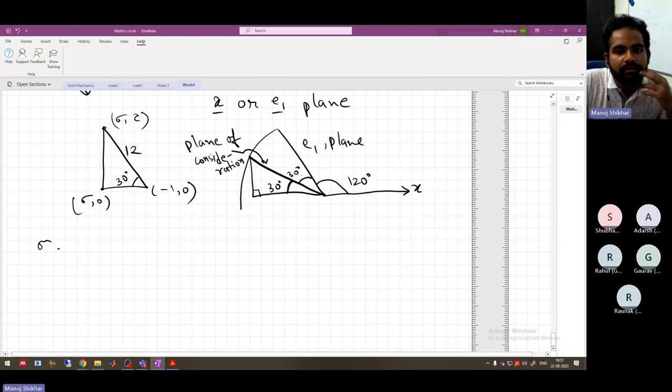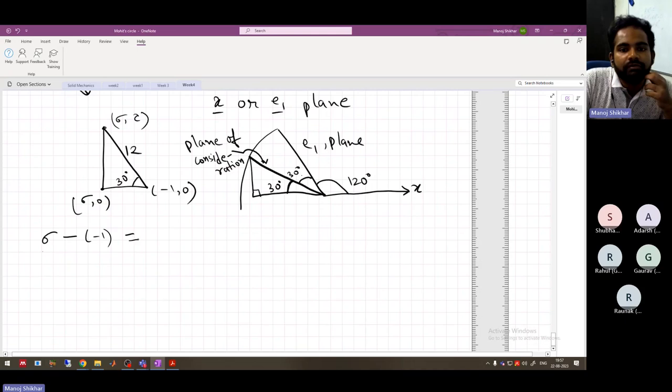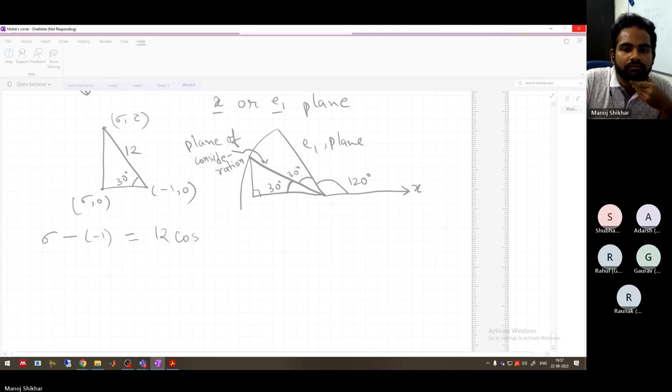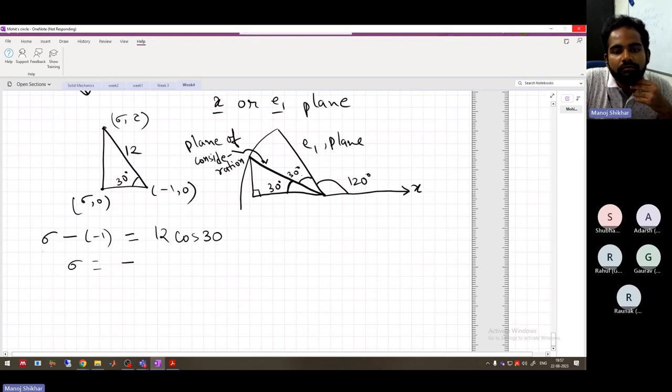If we find from the Mohr circle, the length of this will be sigma minus -1. That will be equal to 12 cos 30. So sigma will be -1.